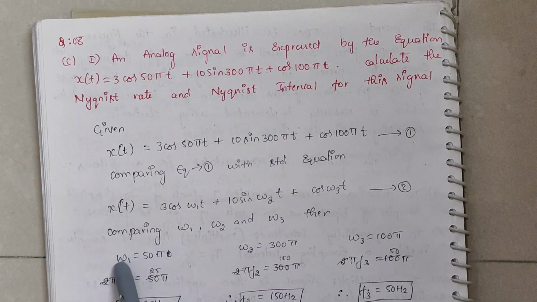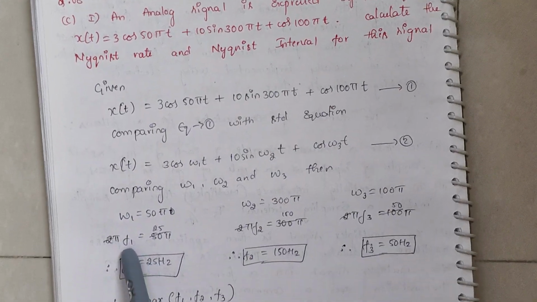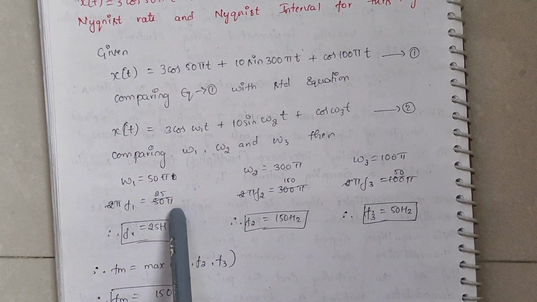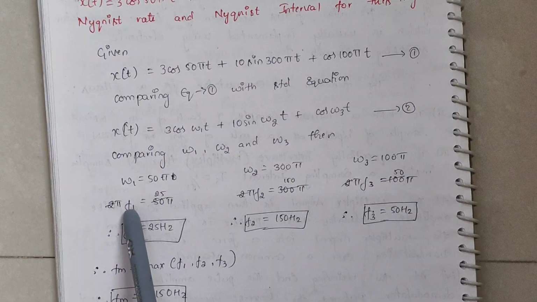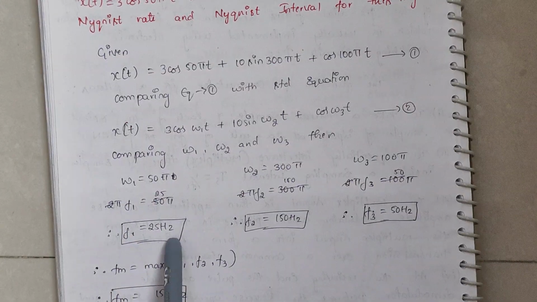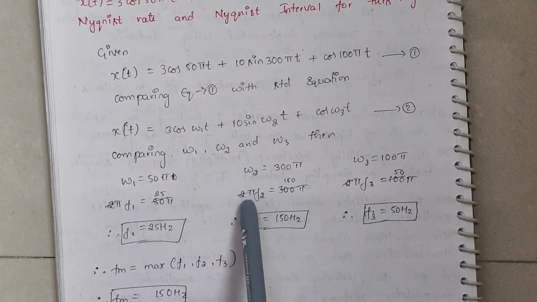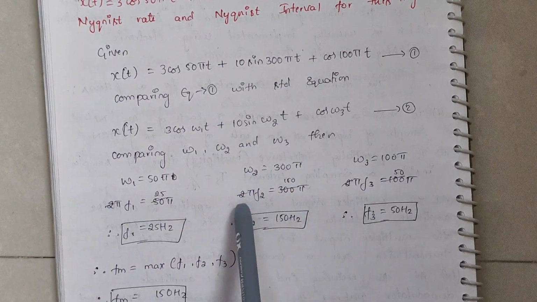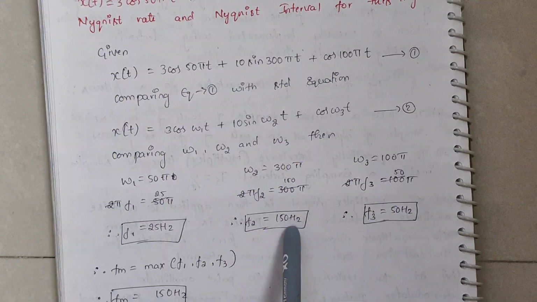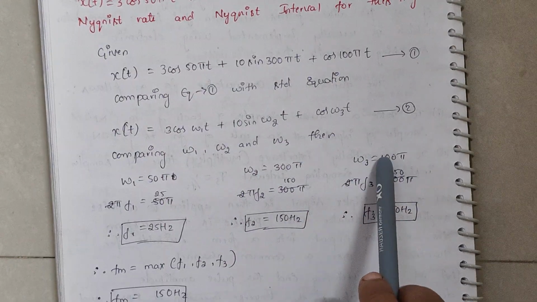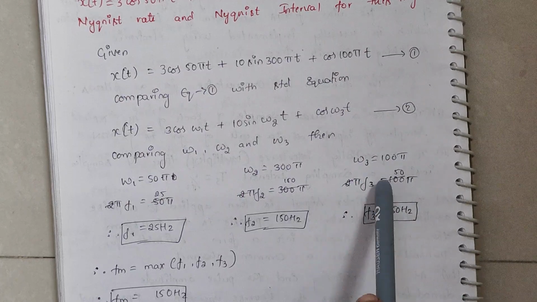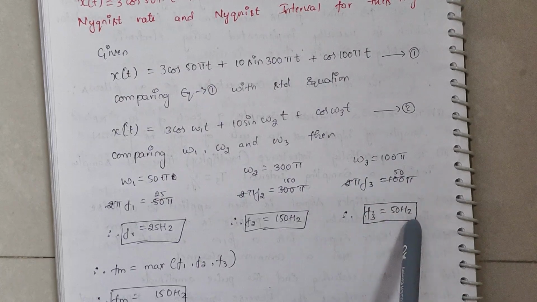So when we equate omega 1 is equal to 50 pi, we know angular frequency is 2 pi f1. 2 pi f1 is equal to 50 pi. Pi will get cancelled. F1 is what? 50 by 2 is 25 Hertz. Similarly, omega 2 is 2 pi f2 is equal to 300 pi. Pi and pi will get cancelled. F2 is 300 by 2. It is 150 Hertz. Similarly, omega 3 is 2 pi f3 is equal to 100 pi. Pi and pi will get cancelled. F3 is 100 divided by 2 is 50 Hertz.